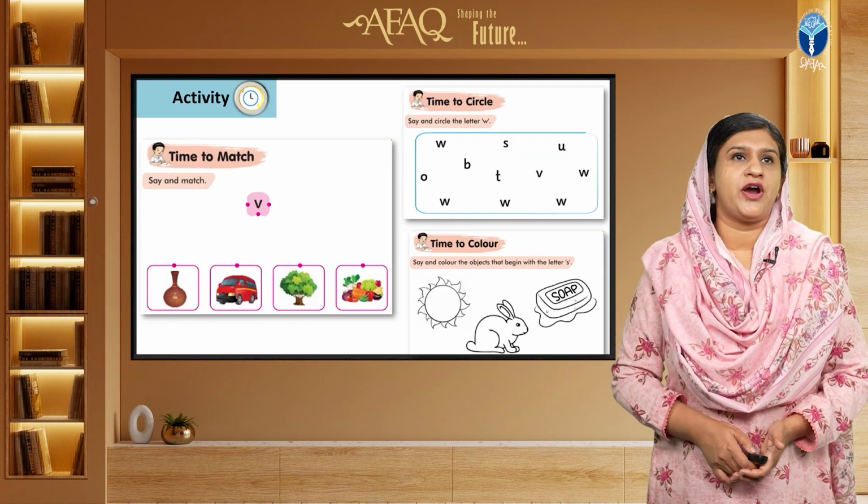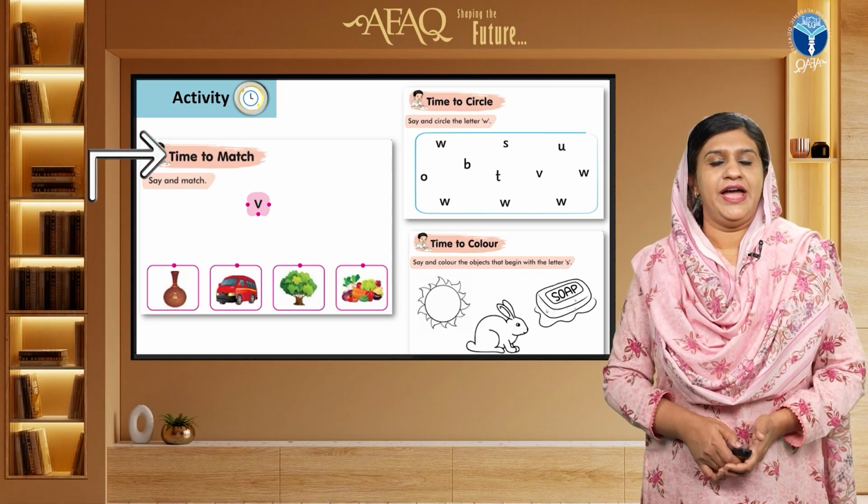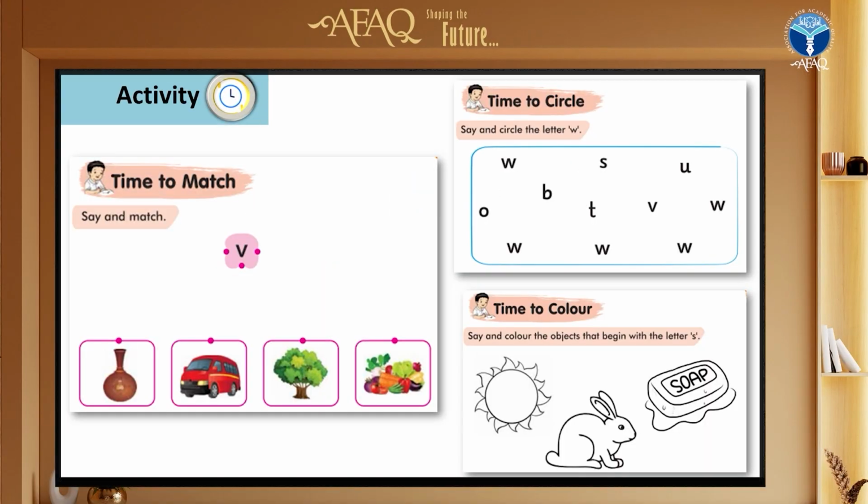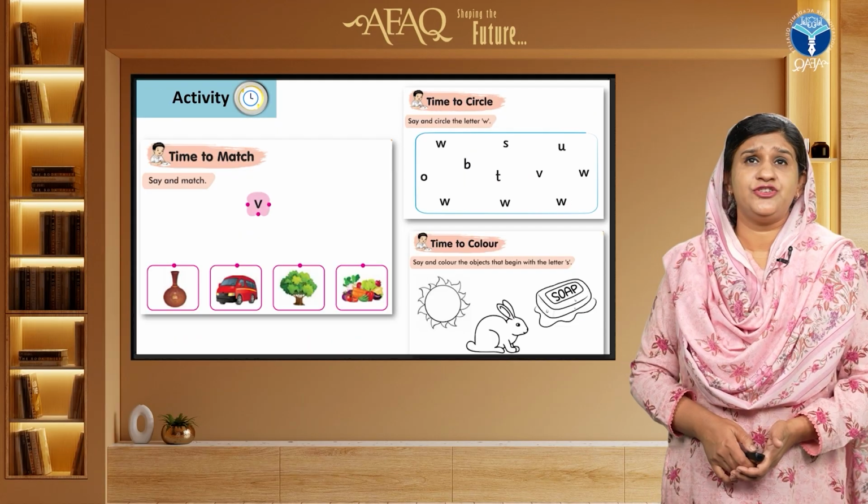So the first part is time to match. We have some vocabulary and the letter under discussion is V. So what things are going to be matched with V? We have vegetables and vase. And what about a van? Yes, these three are the related vocabulary words with the letter V.